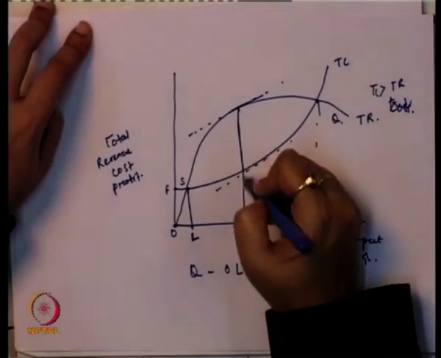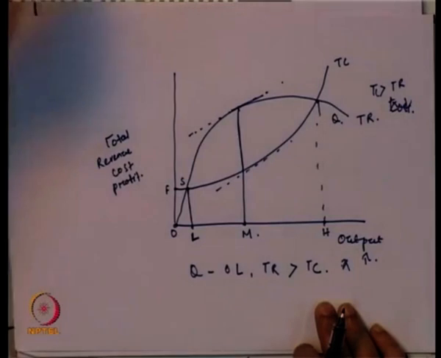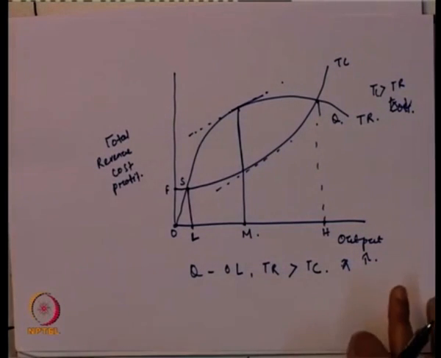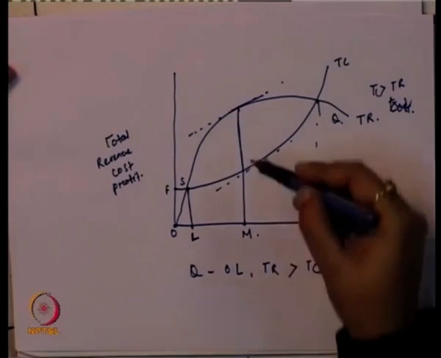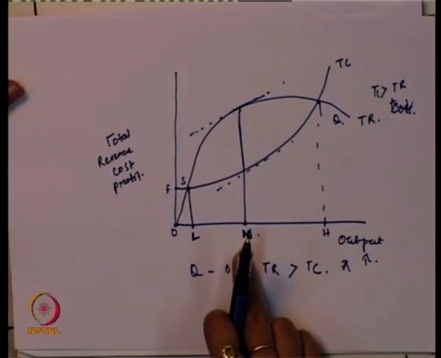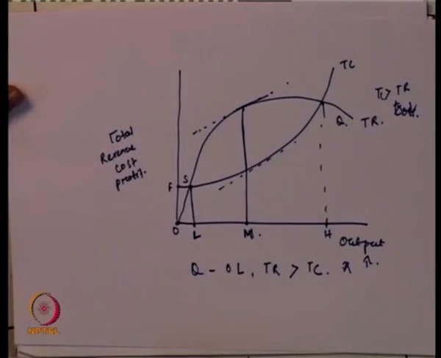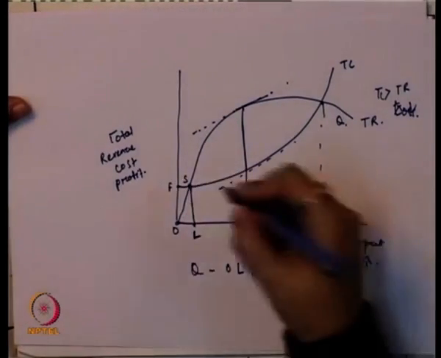So, the point at which the total revenue is greater than the total cost, that is the point at which the firm should produce that level of output, because that gives us the maximum profit and that is the equilibrium level of output. So, we have two break even points here.